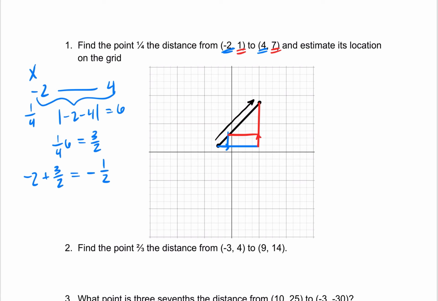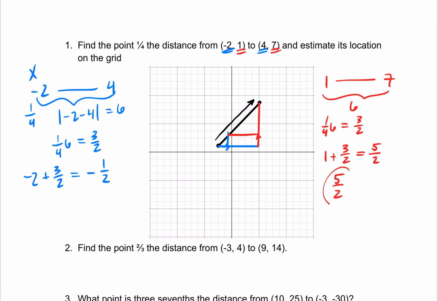To do that, we'll start with 1 and travel over to 7. The distance between 1 and 7 is again 6. 1/4 of 6 is of course 3/2. If you don't know that, just put it in the calculator, no big deal. Or you can always use decimals as well. Decimals are fine. And then I'm starting at 1 plus moving over 3 over 2, which is equal to, now I know that 1 is 2 halves, so it's going to be a total of 5/2 for this fraction. And then 5/2 is my y coordinate.